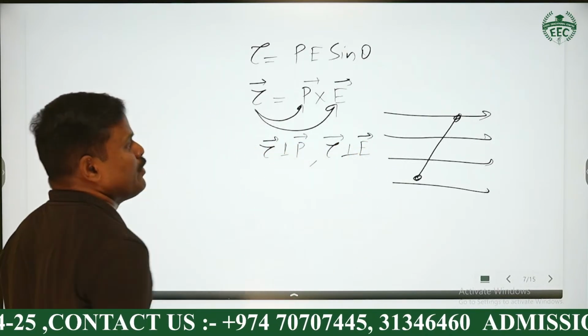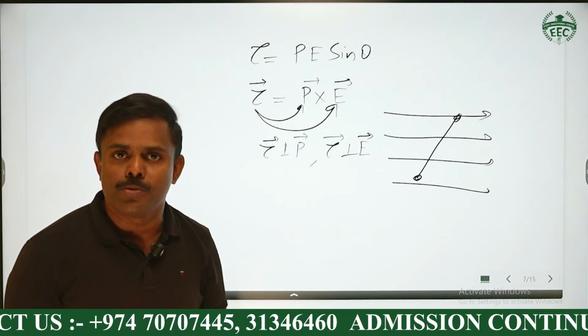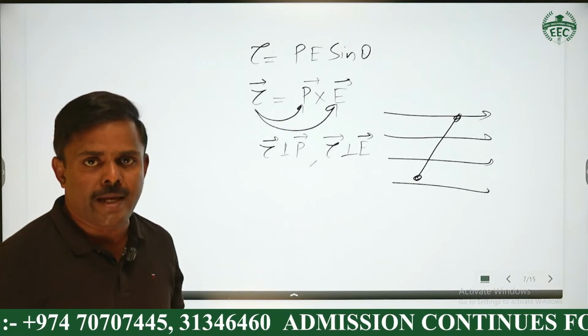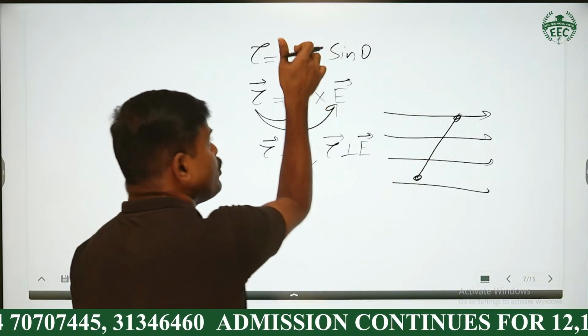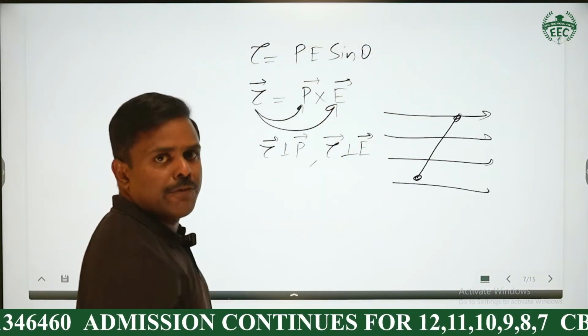Identify the pairs of perpendicular vectors. That is an important question. Then torque based numericals. Easy. They will give you the P value, the E value, and the theta value, and you just have to substitute and find out.